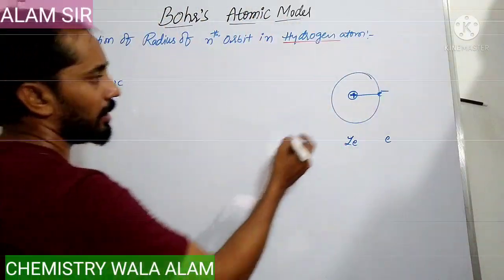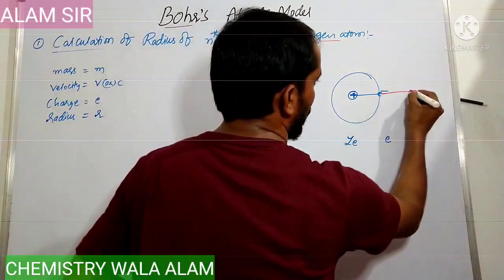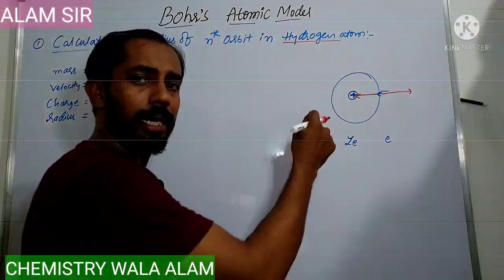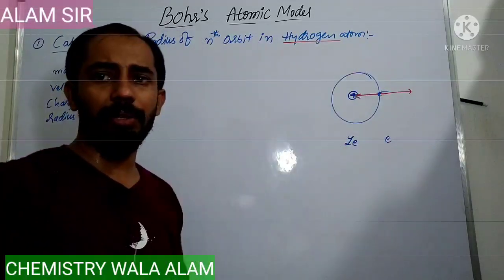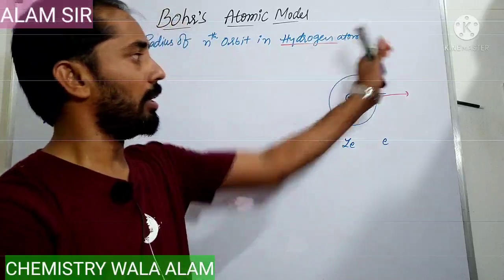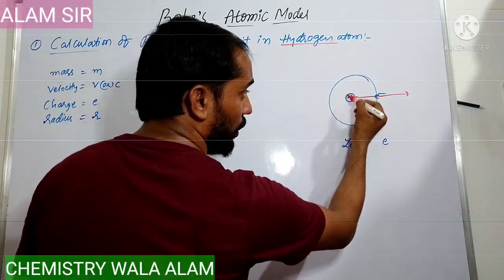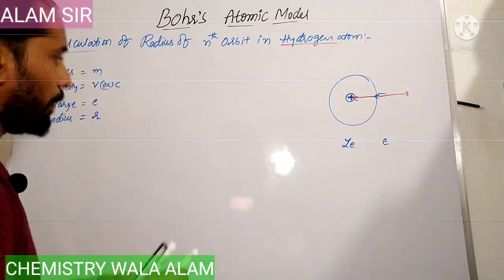Then here consider two types of forces. One is towards the nucleus and the second one is outward from the nucleus. That means the attraction present between the nucleus and the electron is called the Coulombic force.